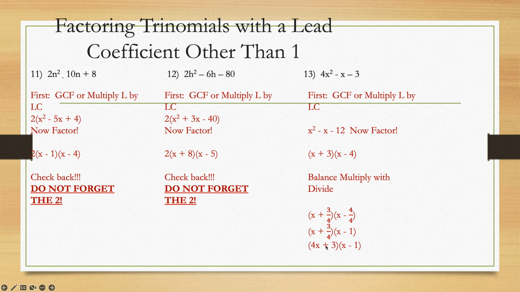Let's check back. 4x times x is 4x squared. 4x times negative 1 is negative 4x. 3 times x is 3x. That adds up to a negative x. And 3 times negative 1 is negative 3. That, folks, is a great summary of everything that we have done so far.